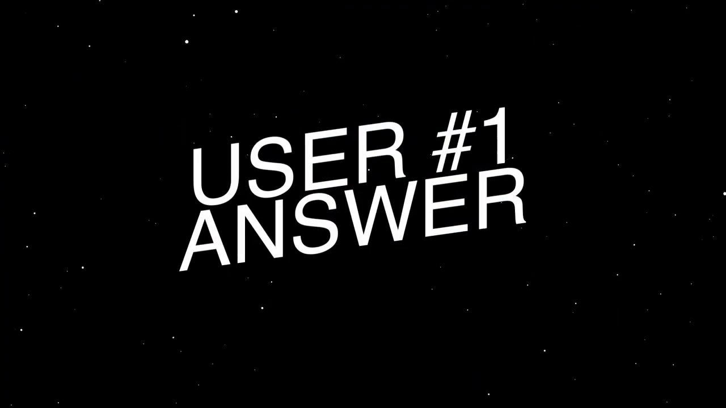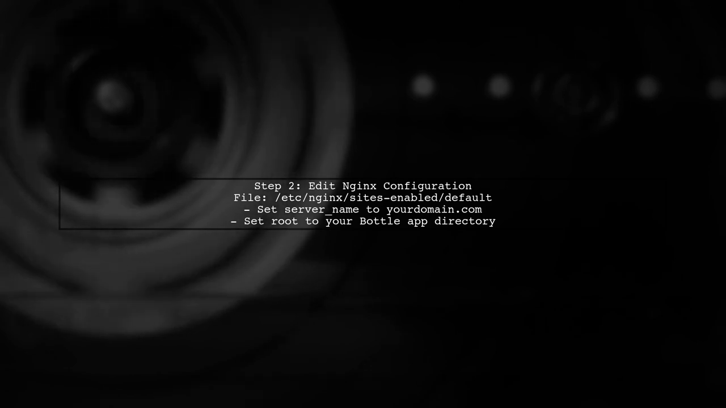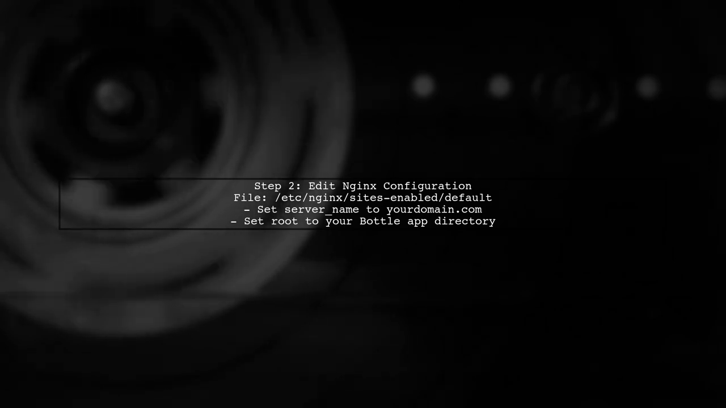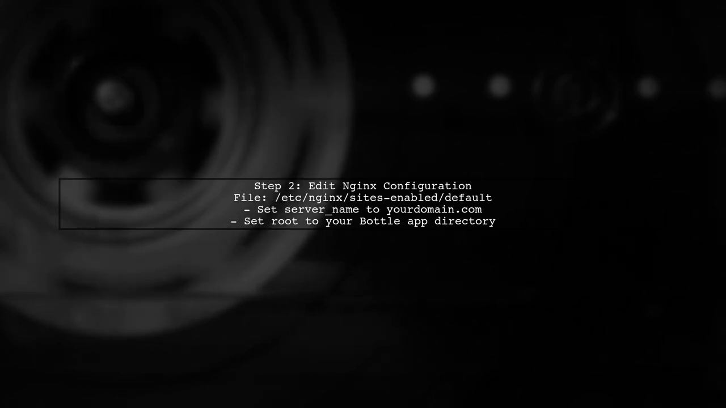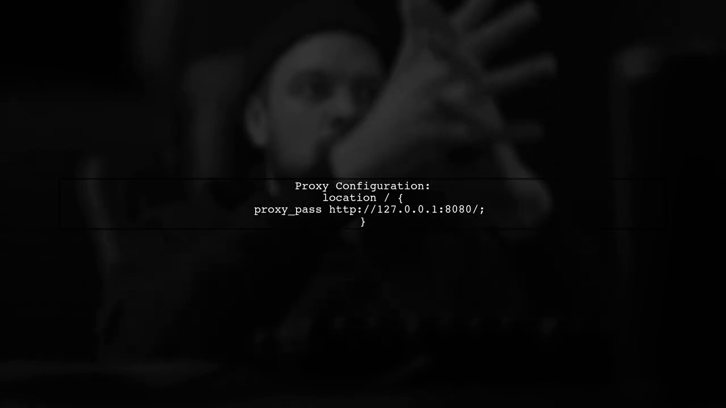Let's now look at a user-suggested answer. To set up HTTPS for your Bottle server using NGINX, start by installing NGINX with the command apt install nginx. Next, edit the NGINX configuration file located at /etc/nginx/sites-enabled/default. Set the server name to your domain and configure the root directory. In the configuration, ensure you proxy requests to your Bottle app running on localhost at port 8080.